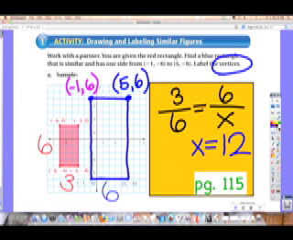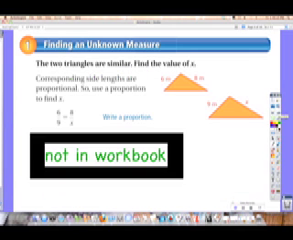Okay, here we go. Next one. Okay, this one. What if we don't have rectangles anymore? Triangles. Okay, this is assignment tonight, so pay attention and let me know if you get lost.